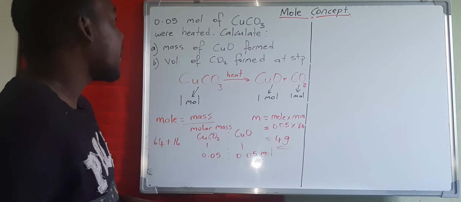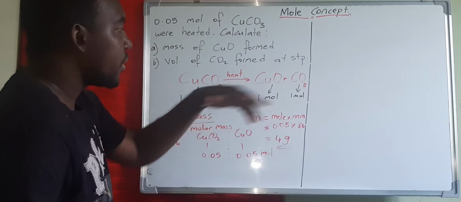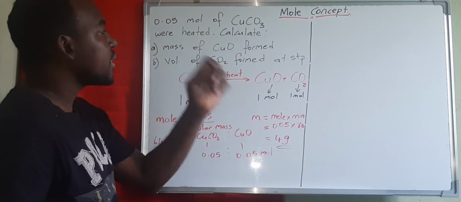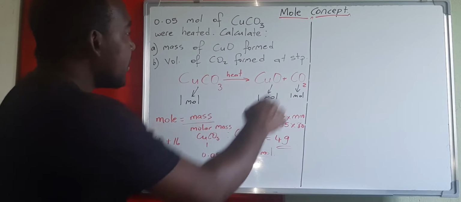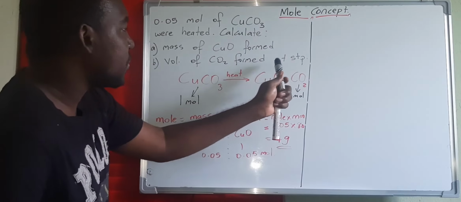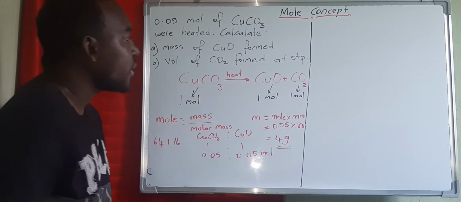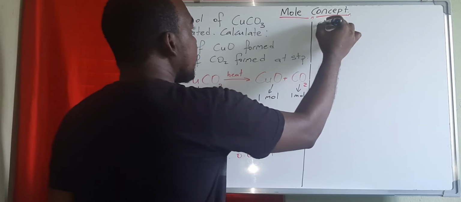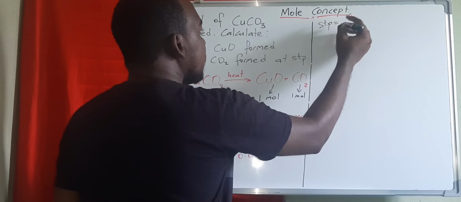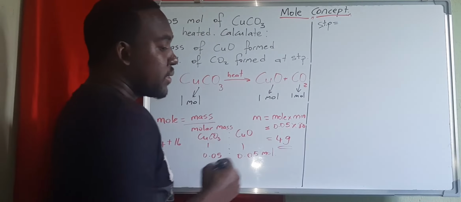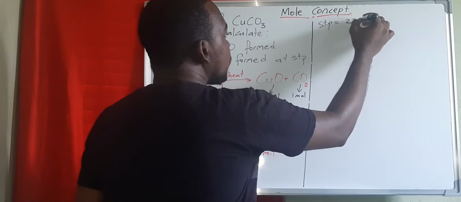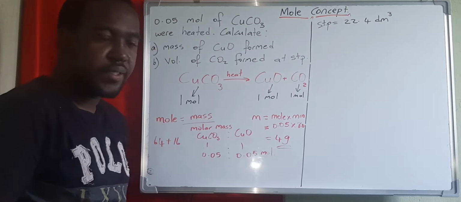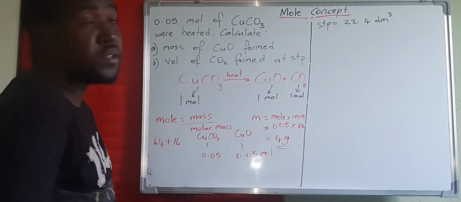Let's look at the second part. Now it says carbon dioxide, we know, is a gas, so we're finding the volume of the gas produced at STP. This part is important, because without it we're not able to complete the question. So we know at STP, the volume of 1 mole of any substance is 22.4 dm cube. That is a standard that we know.